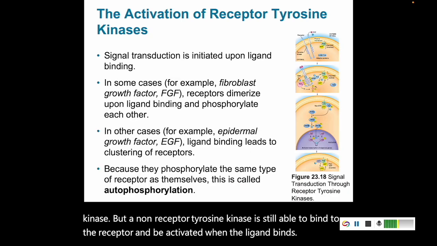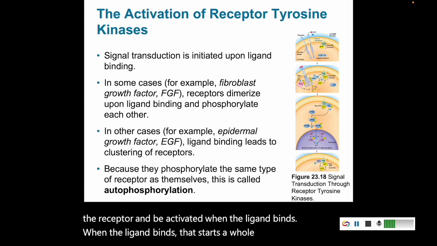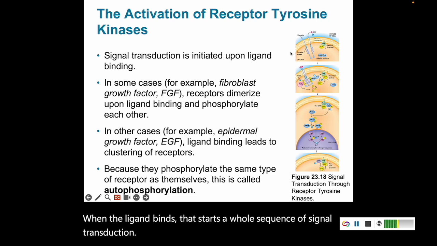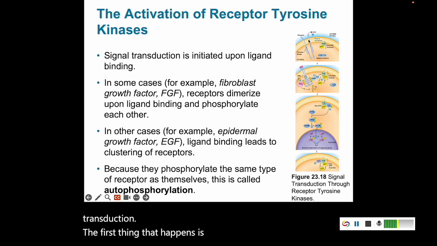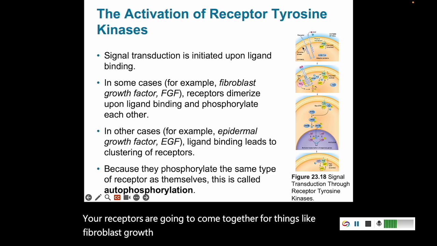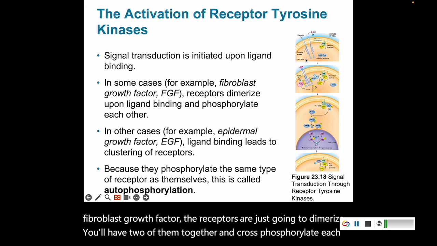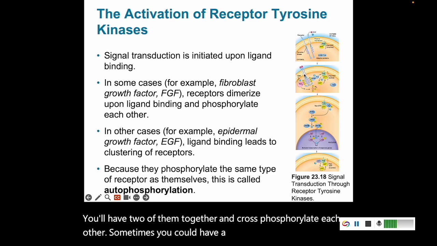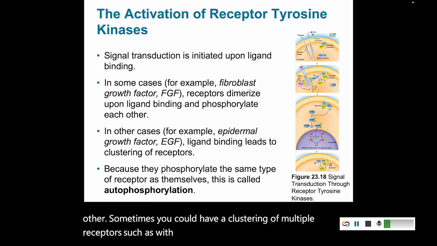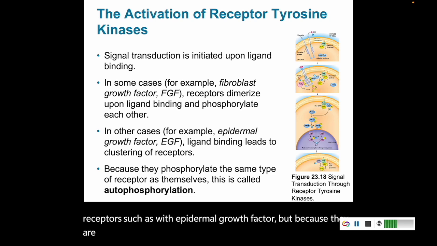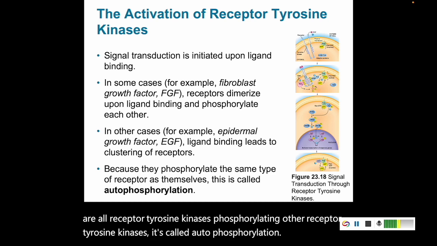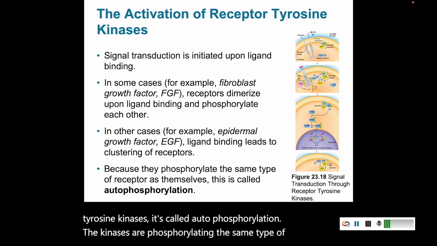When the ligand binds, that starts a whole sequence of signal transduction. The first thing that happens is that your receptors are going to come together. For things like fibroblast growth factor, the receptors are just going to dimerize. You'll have 2 of them together and cross-phosphorylate each other. Sometimes you could have a clustering of multiple receptors, such as with epidermal growth factor. But because they are all receptor tyrosine kinases phosphorylating other receptor tyrosine kinases, it's called autophosphorylation. The kinases are phosphorylating the same type of receptor as themselves.